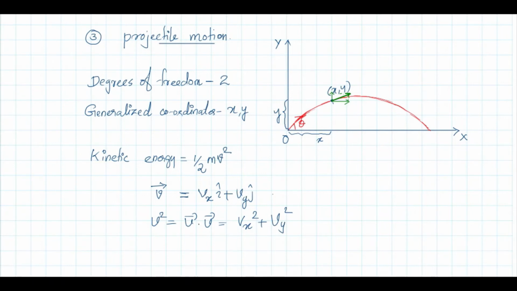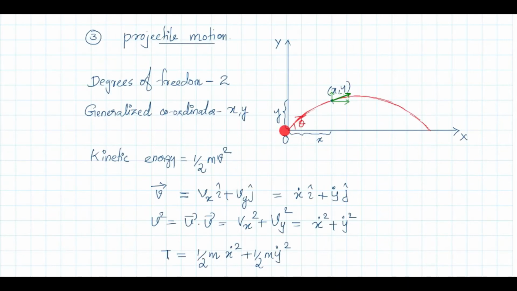But vx is nothing but x dot. Vx is velocity along x direction, and it is nothing but the rate of change of x coordinate with respect to time. And vy is y dot j cap. So vx square plus vy square is simply x dot square plus y dot square. Therefore, kinetic energy T of the system, I can write as half m x dot square plus half m y dot square. This is the kinetic energy of the particle.